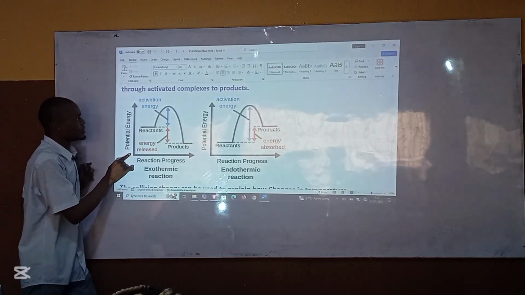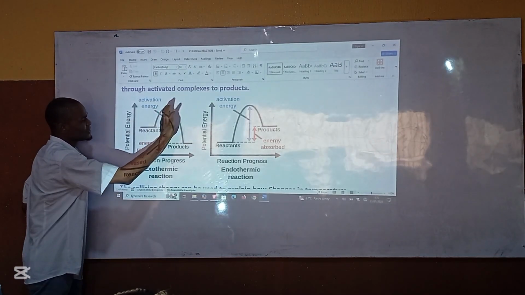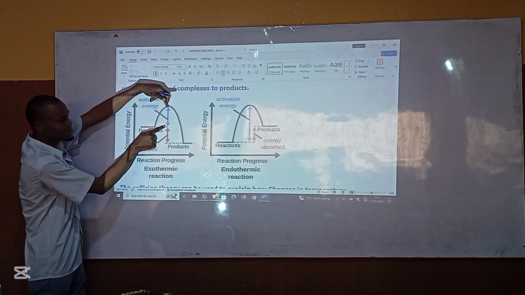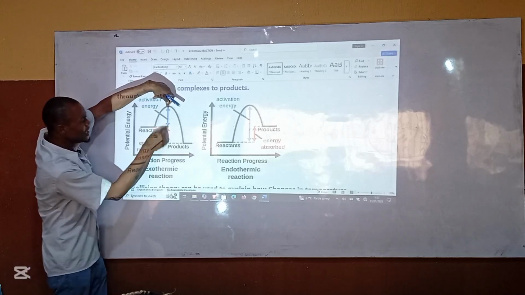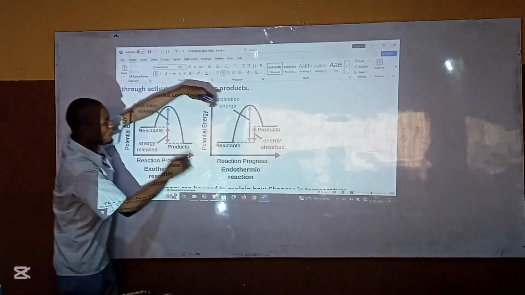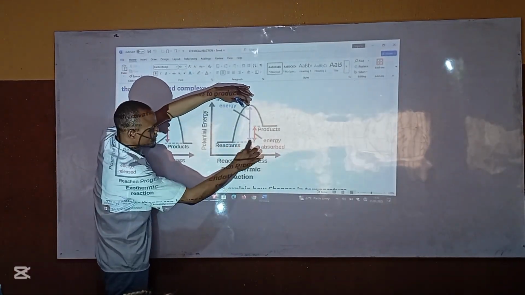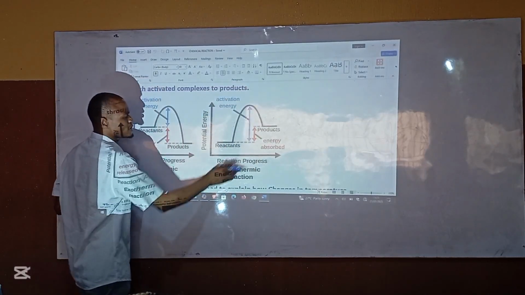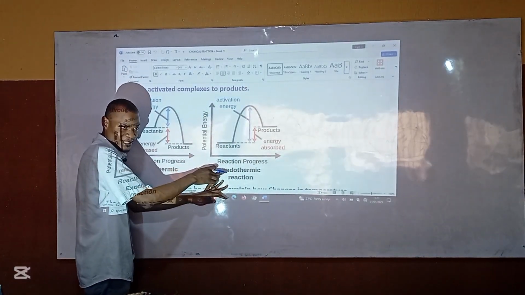Now, look at it now. This is the activation energy here. Can you see the activation energy for this one is not that much? This blue line shows the activation energy. What of this one here? The activation energy for this endothermic reaction is very much, right? Now, for your reaction to take place, you have to supply it for this one, right?